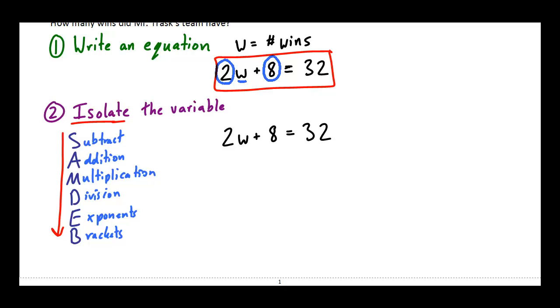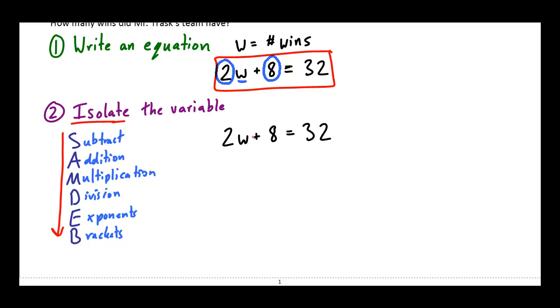And the first thing, if I look at my list of SAMDEB, the first thing that I notice is I've got a little addition right here. So the first thing that I'm going to want to move is this plus 8. That's the first thing I'm going to want to get rid of. Now the way we do that is we're allowed to do anything to one side of the equation as long as we do the exact same thing to the other side of the equation.